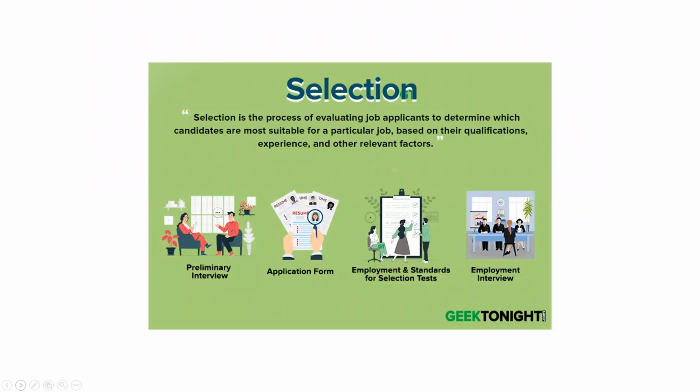in the organization. So, selection is the process of evaluating the job applicants to determine which candidates are most suitable for a particular job based on certain aspects such as their qualifications, backgrounds, relevant background check, and also other key factors like skill sets. Hence, there are certain steps involved to conduct this process, and it varies from one organization to another. So, the selection process is the process of shortlisting the right candidates.